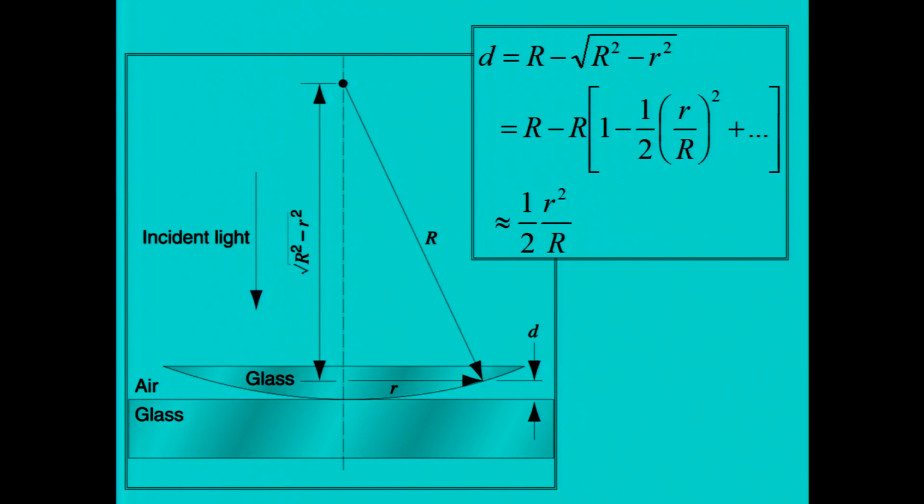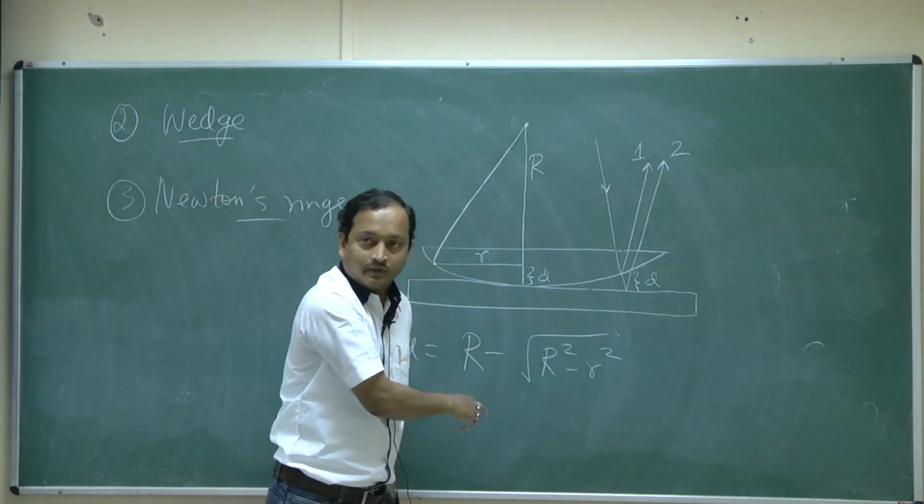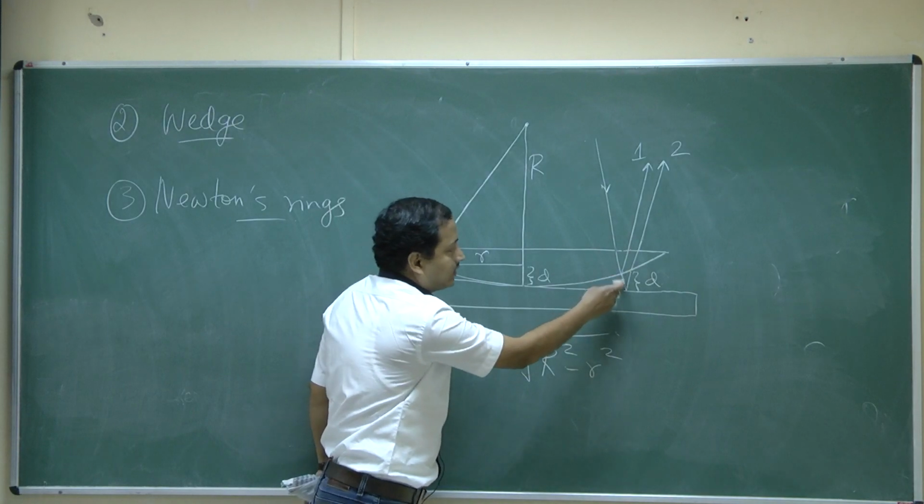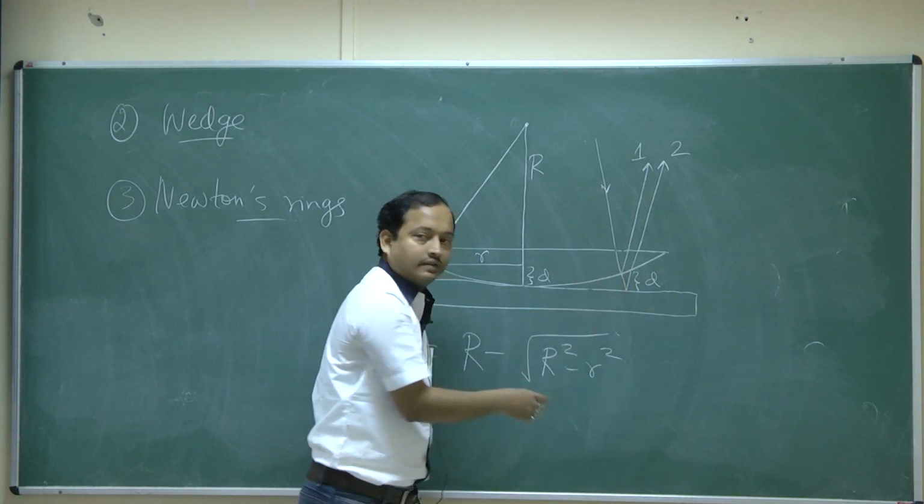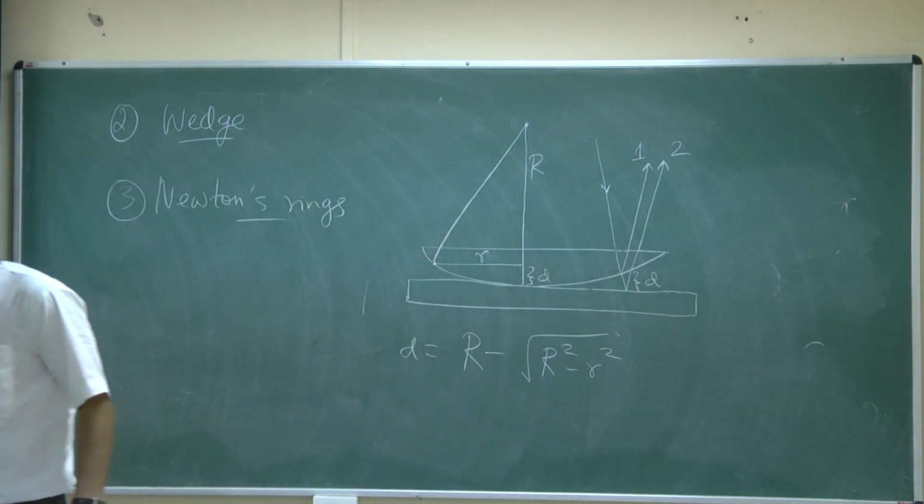So this would be R minus the square root of R squared minus r squared, and typically R is very large because that is the radius of curvature of your lens. You can do an approximation here, drop the higher order terms and retain just the first leading term, and then you have r squared by 2R. So that is the typical path difference between these two rays, because this ray 2 travels this distance twice, more than ray 1.